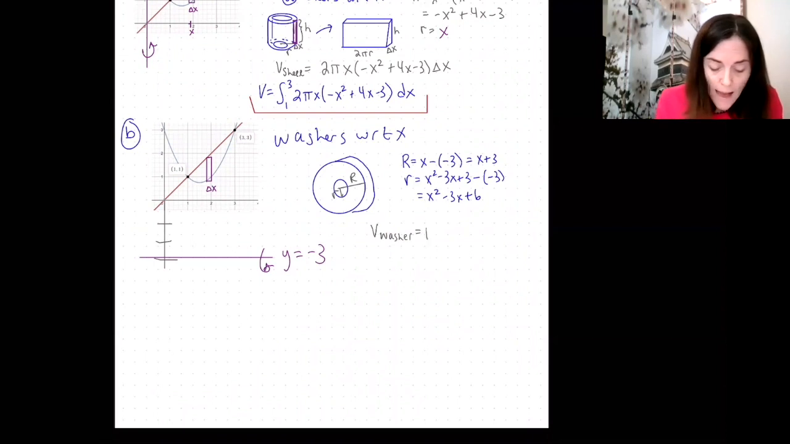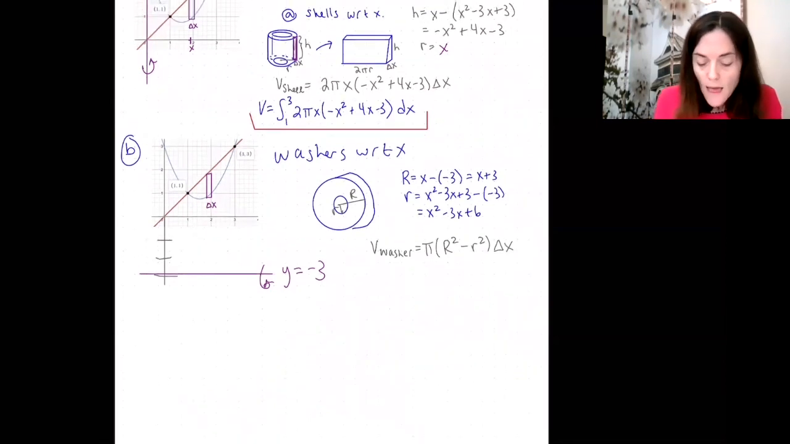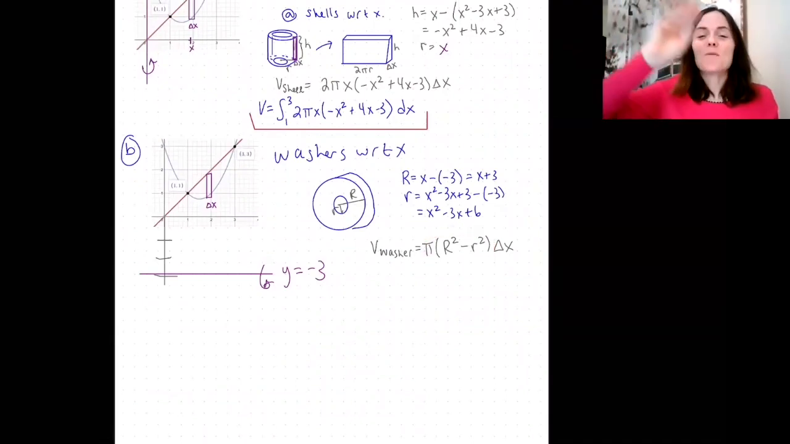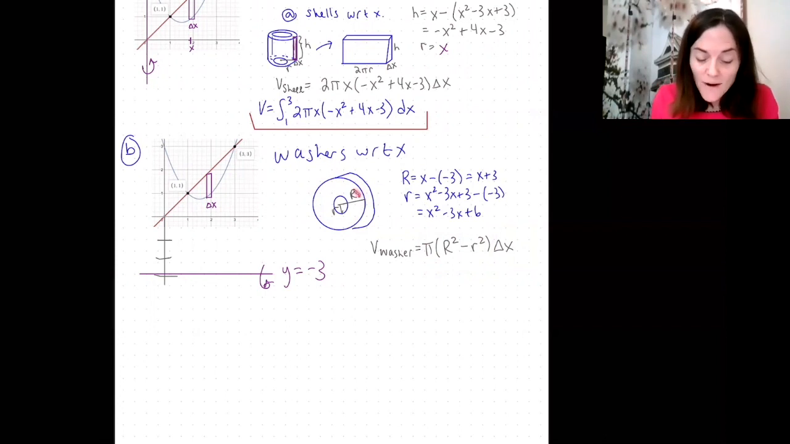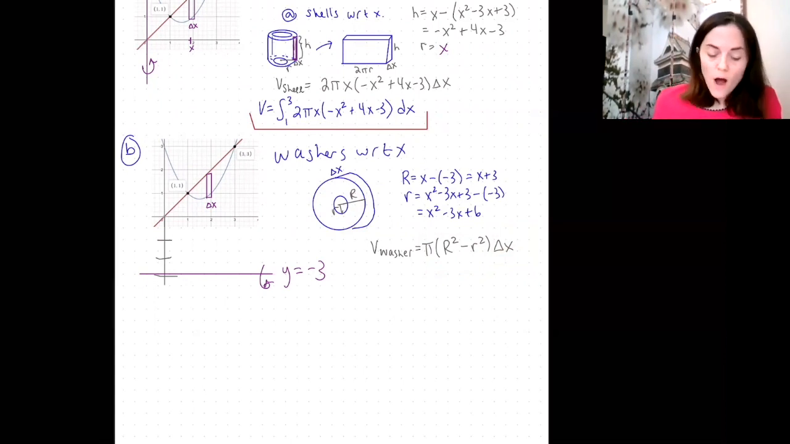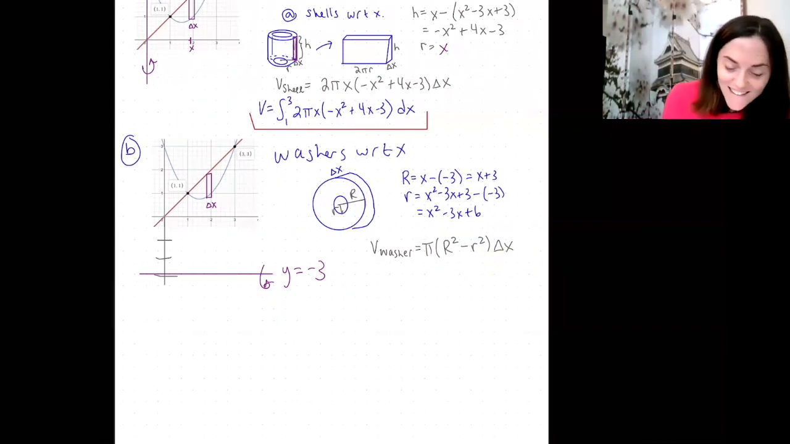We have pi, I'll write it this way, capital R squared minus little r squared delta x. Because this part here is, take the area of the outer circle minus the area of the inner circle is the area of this, and then you multiply, and I should label it, this thickness delta x. Okay, great. Now, so this is the volume of a washer. We have capital R, we have little r, and well, we're ready to write down our integral.